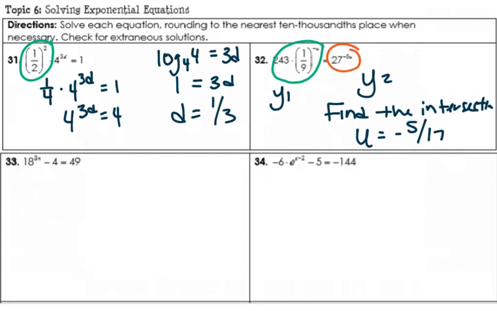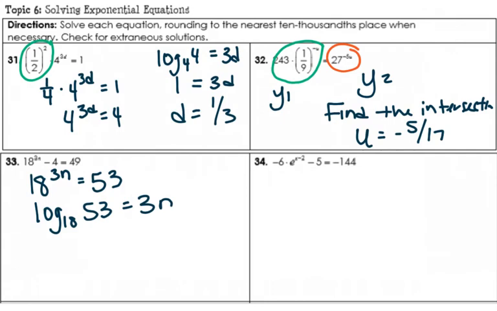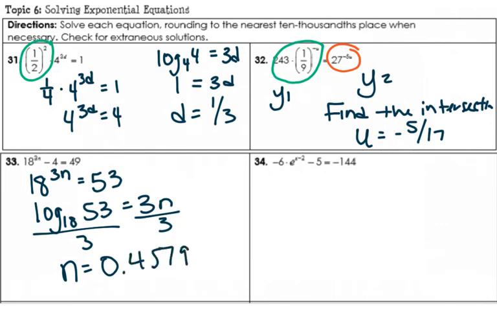Alright, so you can go back and watch the videos on how we did this. I would add 4 to the other side, and then I would switch it to log form. Evaluate the log, and I'm going to divide by 3. So this will give you 0.4579.